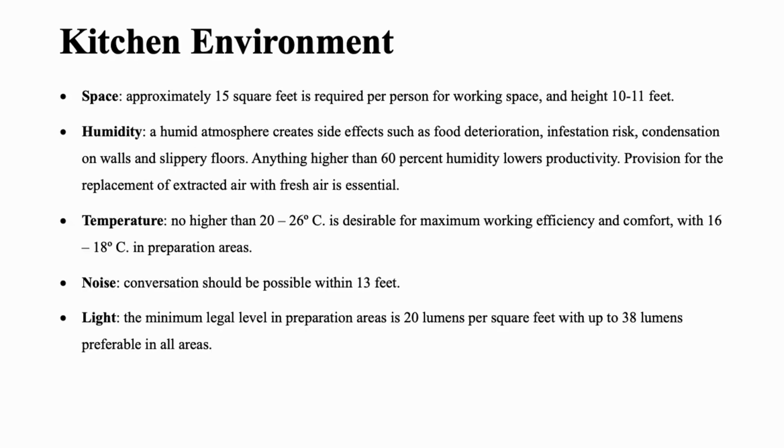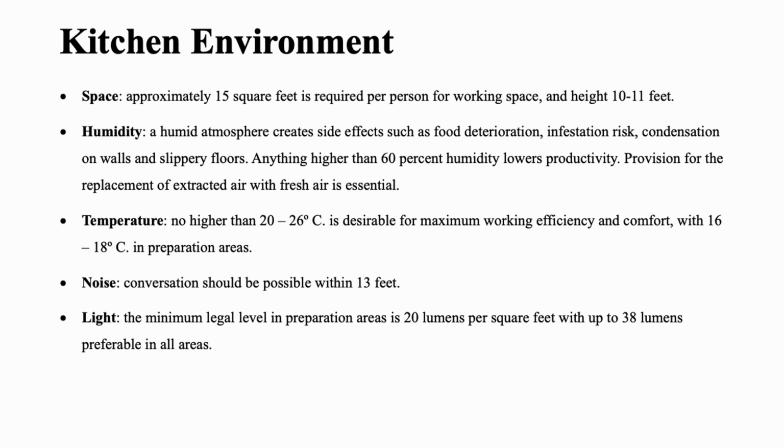Talking about the kitchen working environment, the space must be approximately 15 square feet per person, and the height must be within 10 to 12 feet. The humidity should not be more than 60%, and it should be maintained below 60%. Provision for replacement of extracted air with fresh air is essential. The temperature should not be higher than 20 to 26 degrees Celsius. The maximum working efficiency and comfort lie within 16 to 18 degrees Celsius in the preparation area. In the case of noise, conversation should be possible within 15 feet.